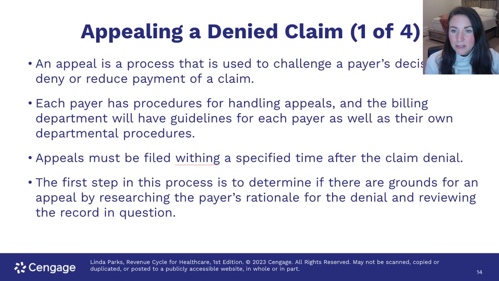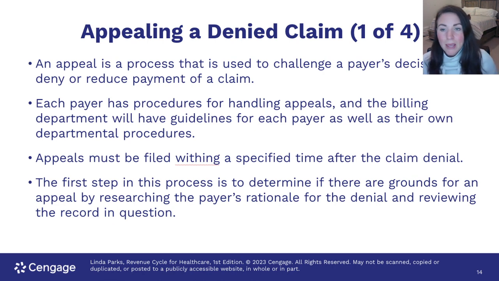If you get a denied claim, you can start the appeal process to challenge the payer's decision to deny or reduce the payment of the claim. Each insurance company will have a different procedure on how to do the appeal, but generally they must be filed within a certain amount of time after the denial. The first step in this process is to see if you should even appeal it in the first place. Sometimes the insurance company has good reason to deny or reduce payment. So you would really need to research or review the record to make sure that's not the case.